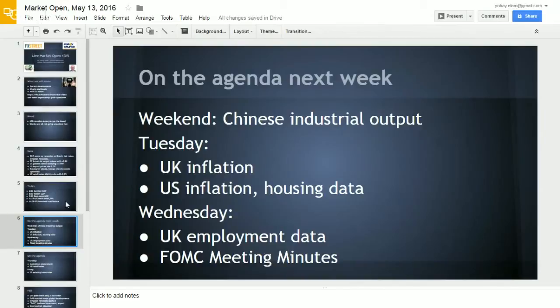And housing data, which is usually quite mixed. One figure goes positive, the other negative. So inflation is the key event also in the US on Tuesday. On Wednesday, another top-tier figure from the UK, employment data. Employment and, of course, wages. Wages reached a high of 3% year-over-year gain, but then they cooled down in the UK.